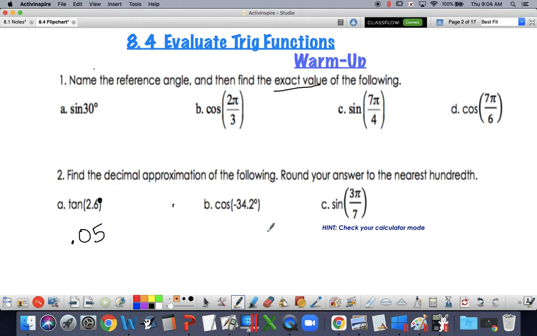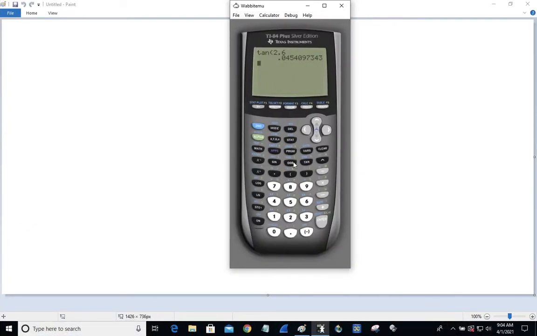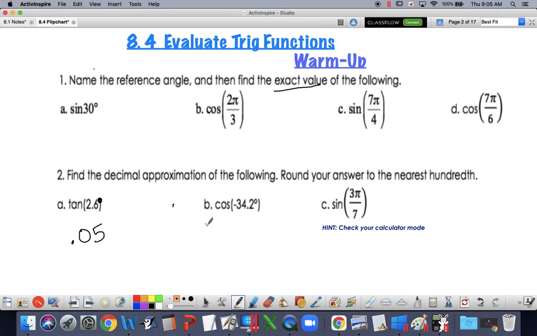So I get 0.05. The next one, I want the cosine of negative 34.2 degrees. I still want to stay in degrees, so I don't need to change my mode. Enter, and I get 0.827, so we'll round that to 0.83.